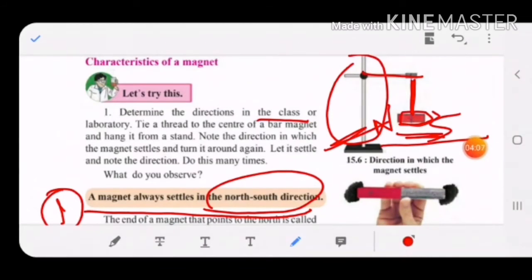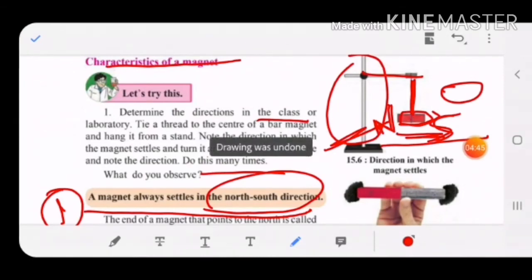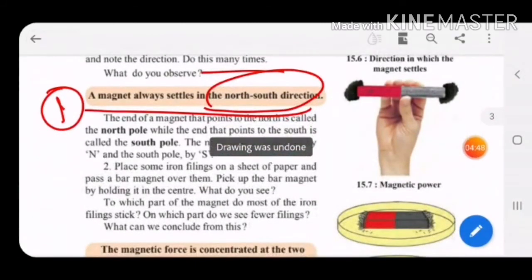After some time, note the direction in which the magnet settles, and turn it around again. After some time, when it becomes stable, you will see that it always settles in these two directions only, north and south. You can do this many times. Go on moving that bar magnet round and round. After some time, when it stops, it will settle in which two directions? North and south. So this is a very important first characteristic of a magnet: a magnet always settles in north and south. Is it clear, children? Let us move to the second characteristic.